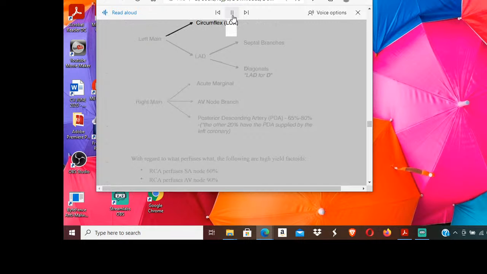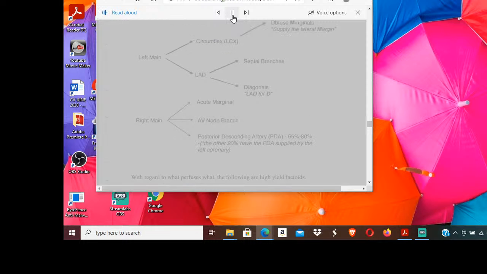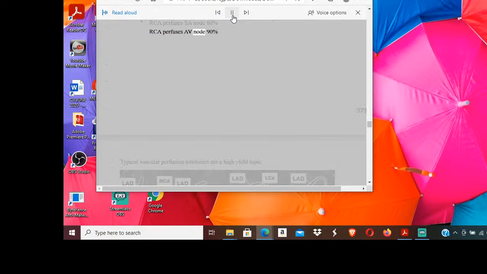Circumflex, LCX, LAD. Acute marginal, AV node branch. Obtuse marginals supply the lateral margin. Septal branches. Diagonals, LAD. Posterior descending artery, PDA, 65% to 80%; asterisk, the other 20% have the PDA supplied by the left coronary. With regard to what perfuses what, the following are high-yield factoids. RCA perfuses SAN node 60%, RCA perfuses AV node 90%.